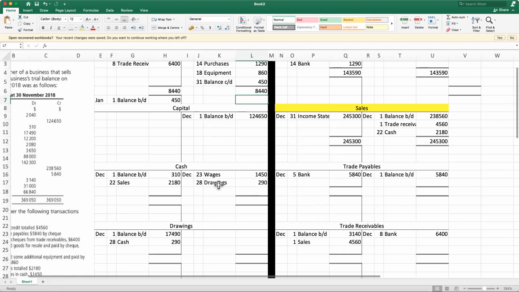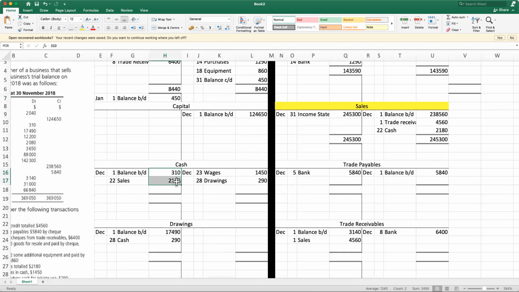So capital, don't need to do anything. Cash, we need to do something. Do the same thing. Cash definitely is more on the debit side. Just immediately write 2,490 here, and then write 2,490 minus the credit total. So we get 750 as our balance carried down. December 31st, 1st January, balance brought down.